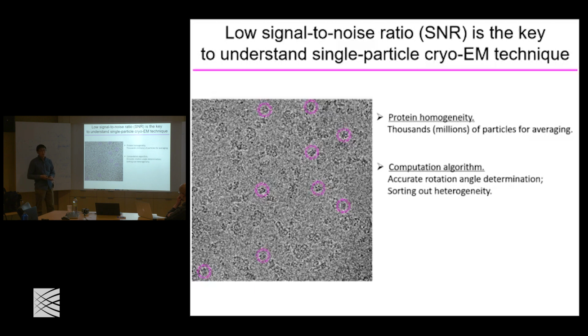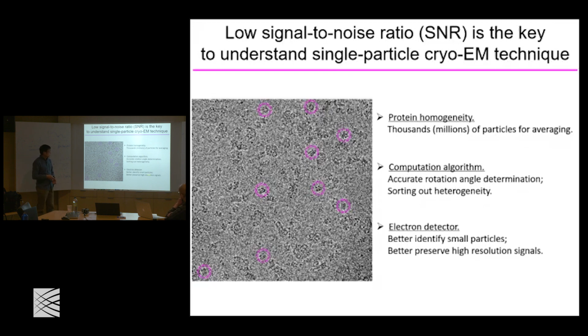They have to adopt the same conformation to be averaged and form the final structure. And the computational algorithm is very important because every particle is kind of fuzzy. So we need a very good algorithm to accurately determine the angle. And even better, we would like this algorithm to help us sort out different conformations, because strictly speaking, no two proteins are completely identical. They are always identical only to a certain resolution.